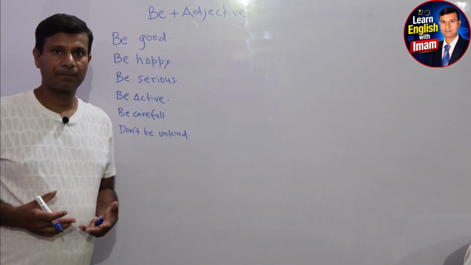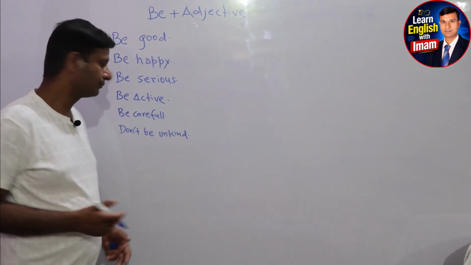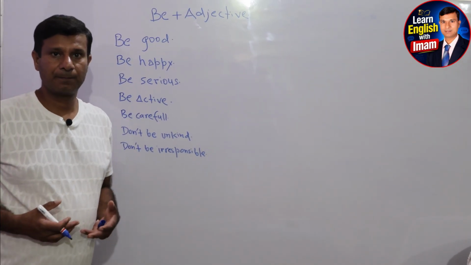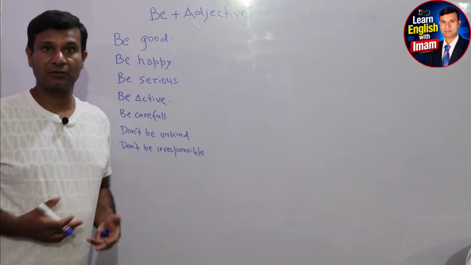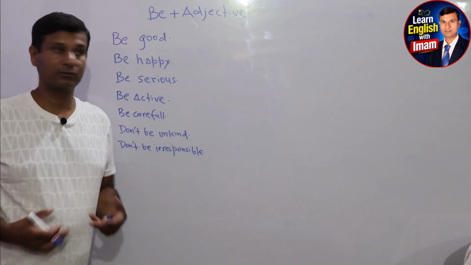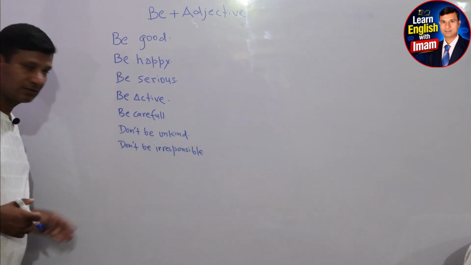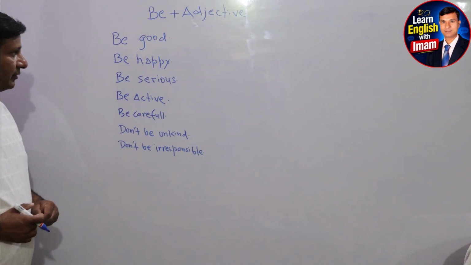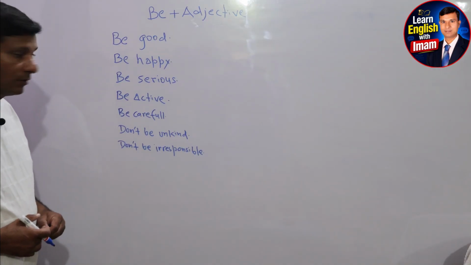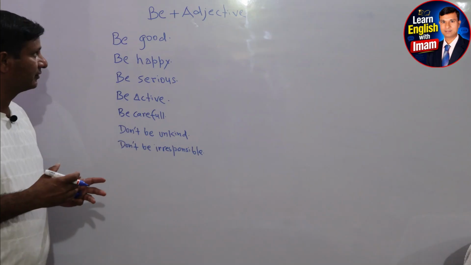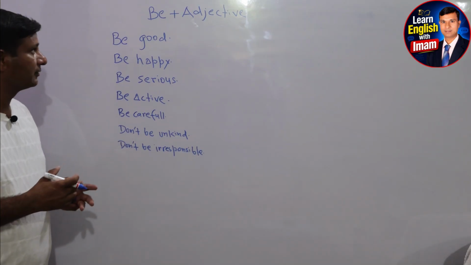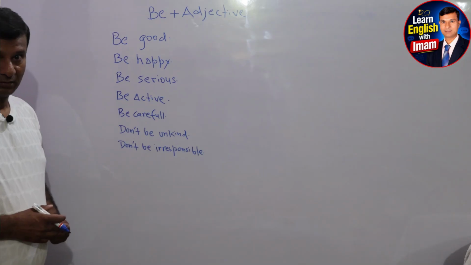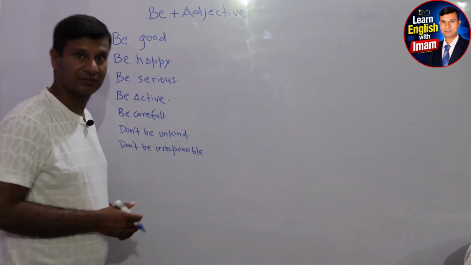Don't be unkind, बेरहम मत बनो. Don't be irresponsible, irresponsible मत रहो, irresponsible मत बनो. These all are the sentences based on be plus adjective, right? We can extend or expand this structure by adding new word. Let's do it.